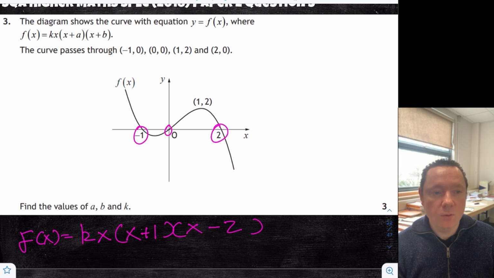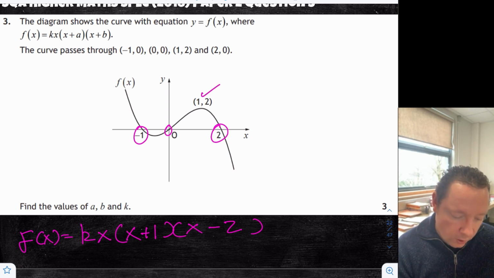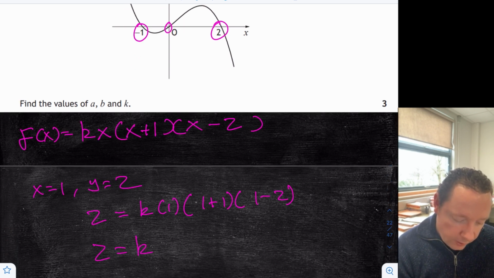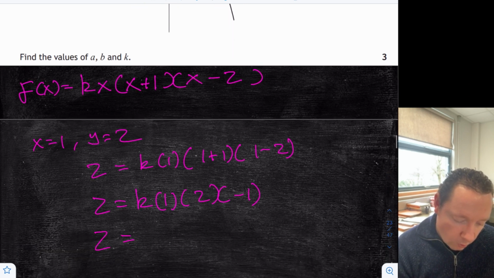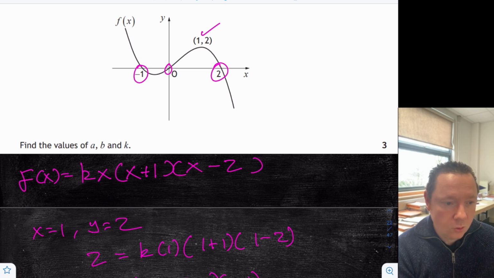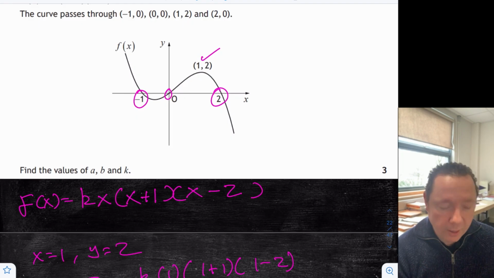And now we can go ahead and work out k using our second point here, 1, 2. So when x equals 1, y equals 2. So we get 2 equals k times 1, 1 plus 1, 1 minus 2. So 2 equals k times 1 times 2 times 1 minus 2 is minus 1. So 2 equals 2 times minus 2 is minus 2, minus 2k. So k equals minus 1. A was equal to 1 and b minus 2.